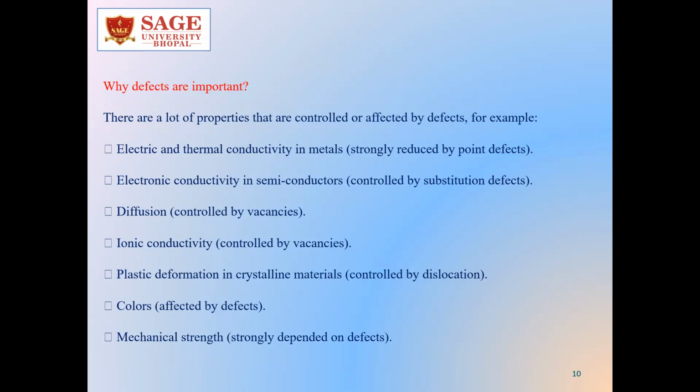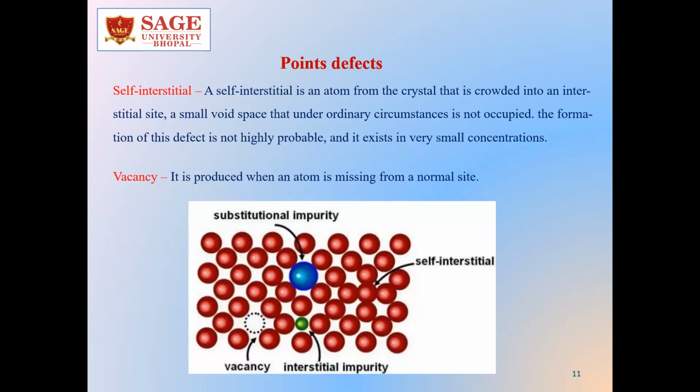Why defects are important? There are a lot of properties that are controlled or affected by these defects. Examples are electric and thermal conductivity in metals, electronic conductivity in semiconductors, diffusion, ionic conductivity, plastic deformation in crystalline materials, colors, mechanical strength. Now, point defects.